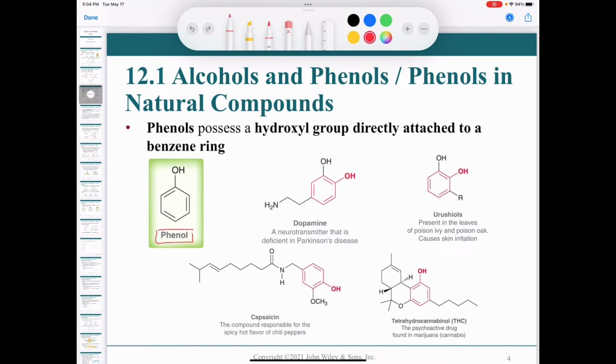Also dopamine. If you studied biology before, you might have studied neurotransmitters. And when a person experiences a deficiency in dopamine, it can result in Parkinson's disease. Of course, if a person has too much dopamine, that can result in schizophrenia, but there's a phenol in dopamine. What else? Capsaicin, which is responsible for the spicy hot flavor in chili peppers, has a phenol in it. Anyhow, all kinds of interesting compounds that are alcohols and also phenols.